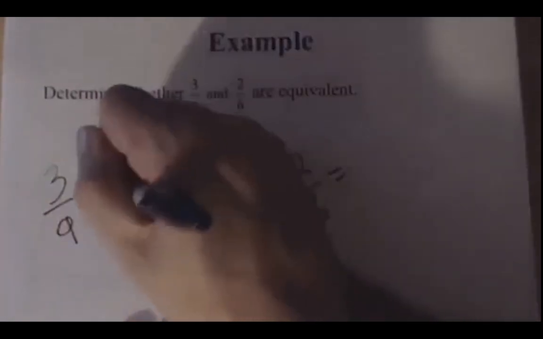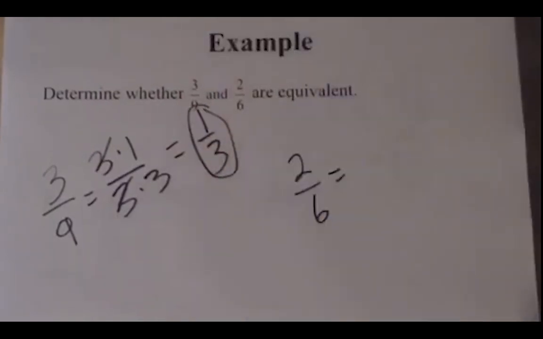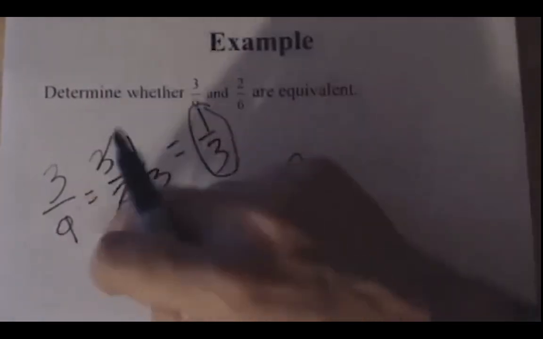3 is 3 times 1, 9 is 3 times 3. The 3's cancel, 3/9 is 1/3. Or we can think of it as dividing top and bottom by 3. 3 divided by 3 is 1. 9 divided by 3 is 3.